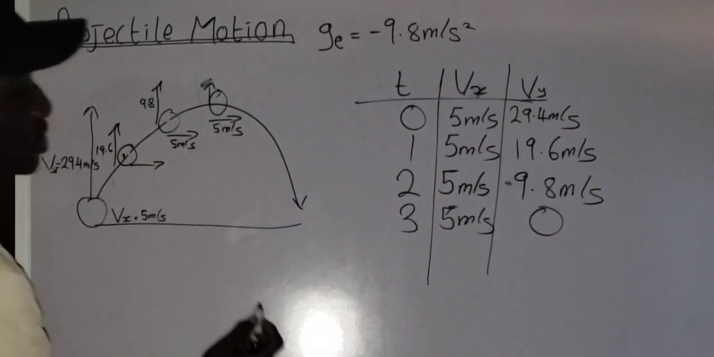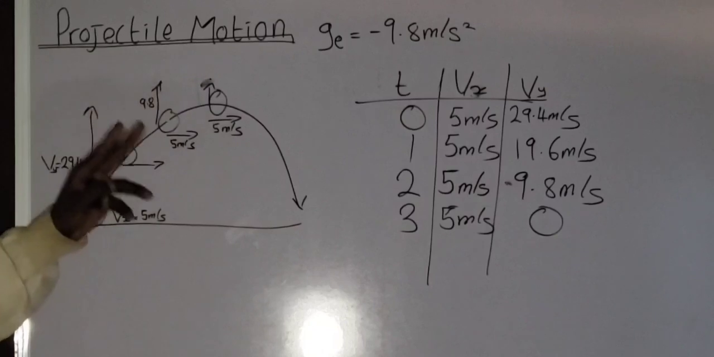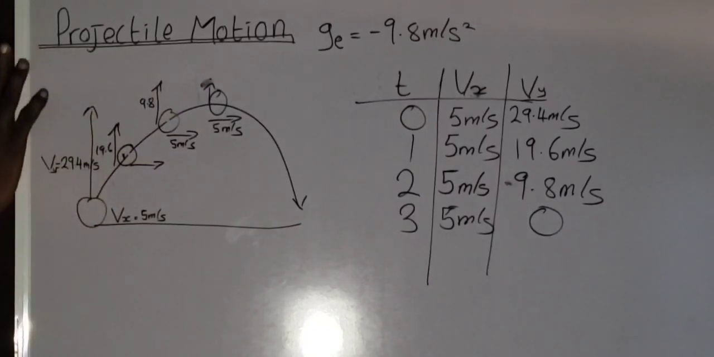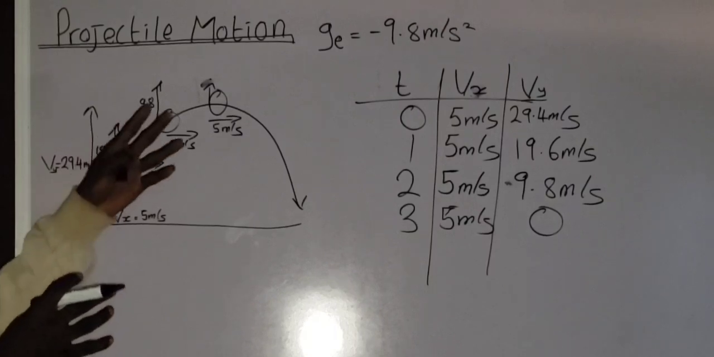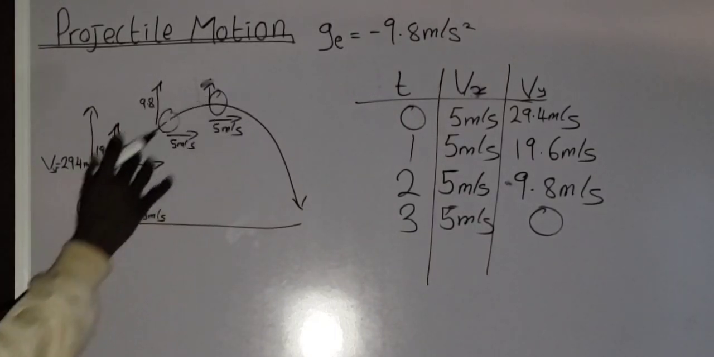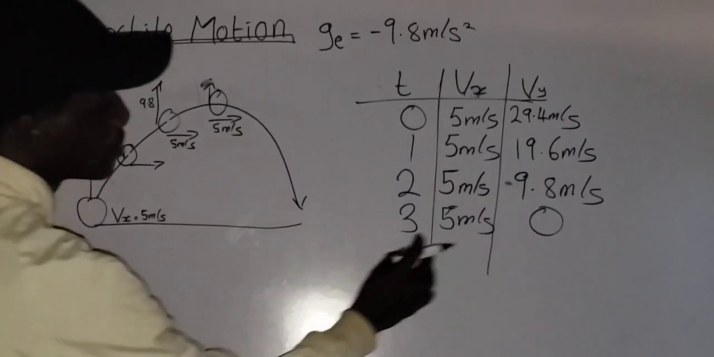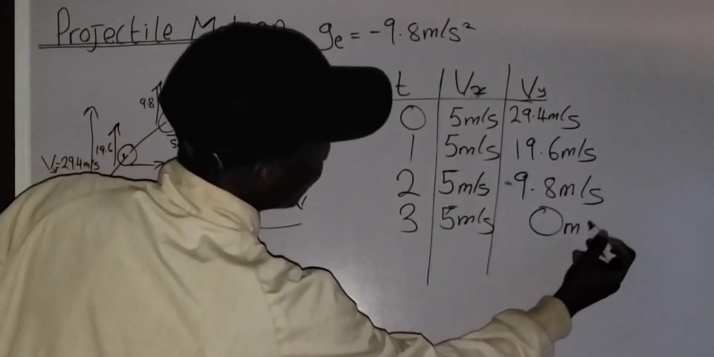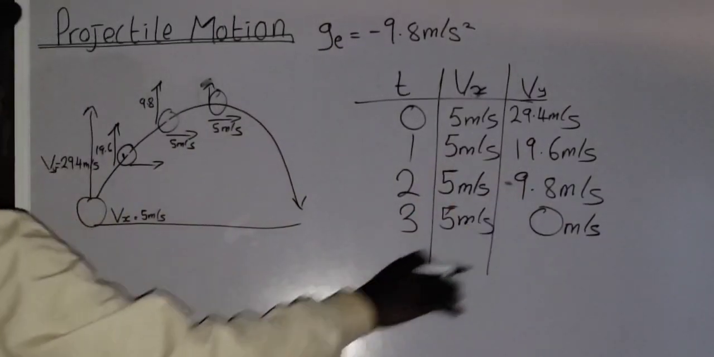Do you understand? So now, at this point here, the ball is not moving upward. Are you getting what I'm saying? The velocity of the ball is 0. So at this point, the ball tends to come down, because this is the maximum height. Do you understand? So the velocity along the vertical axis is 0 meters per second.